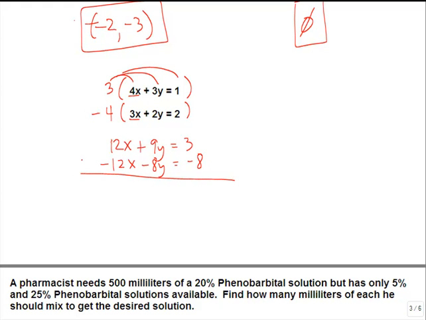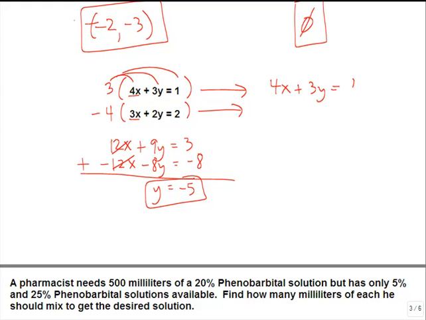Draw your line and add down. These x's cancel out like we wanted to, and 9y minus 8y is just y. And 3 minus 8 is negative 5. So now we know what y needs to be. So how do we find x? You go back to either of the 2 original equations. It doesn't matter which one you use. I'll just use the top one.